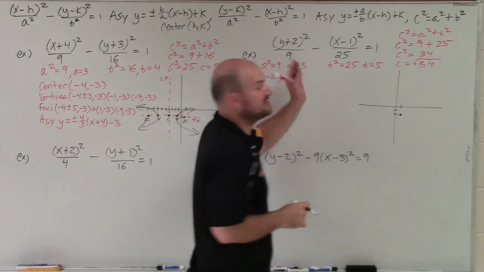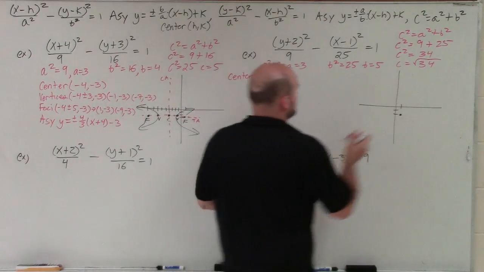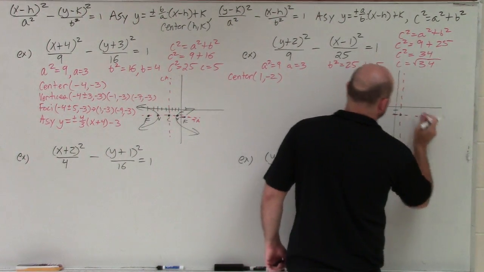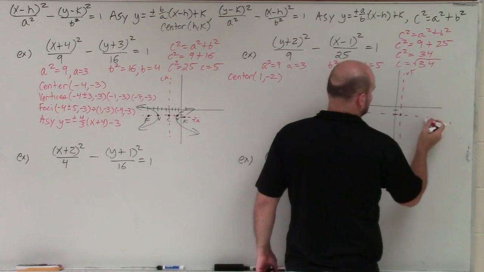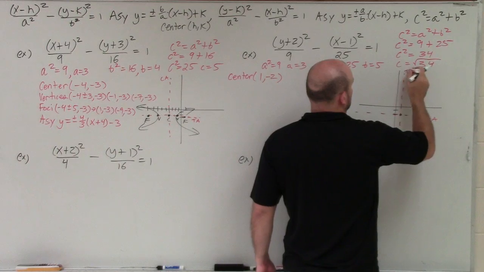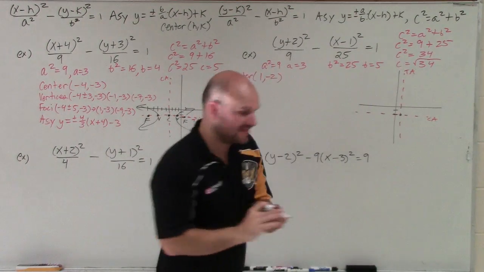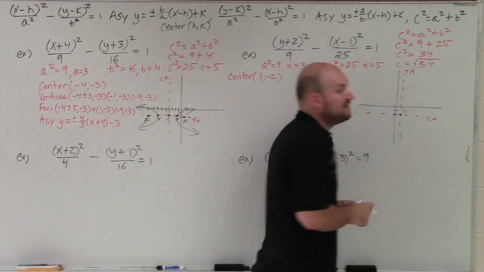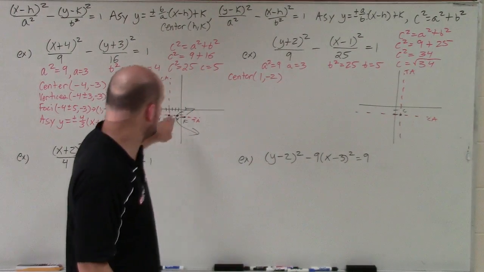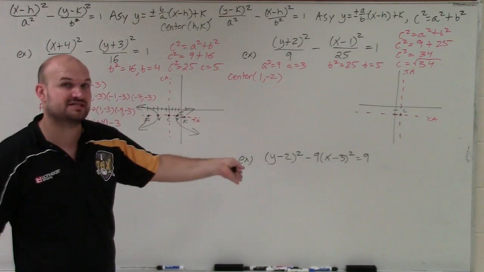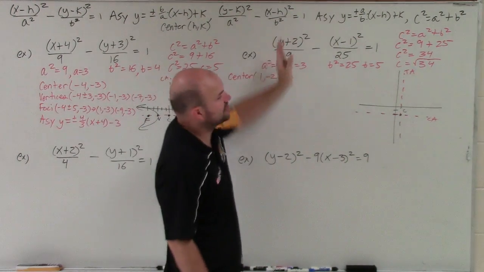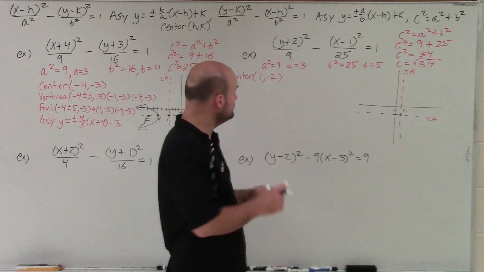Now again, remember, since my a is under my y, I'm going to have a vertical transverse axis and a horizontal conjugate axis. So now, from my center, to find my vertices and my foci, I'm going to be going up and down, whereas this one I was going left and right because the transverse axis was horizontal because a was under the x. Now a is under the y, I'm going to be going vertical.